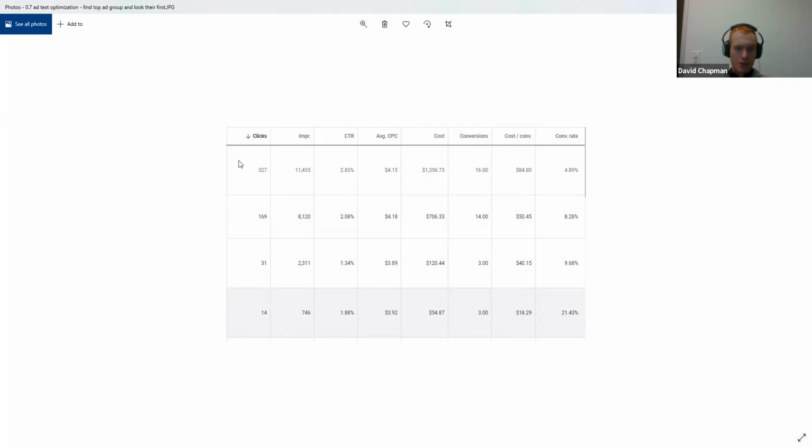Wouldn't you be better served choosing the one that has a little bit less click-through rate, 2.08%, and $50 per lead? You know, I'd rather pay $50 a lead than $85 any day. So that's what you want to do, is turn off the ads that have the not so great results.